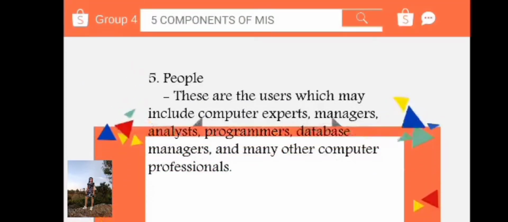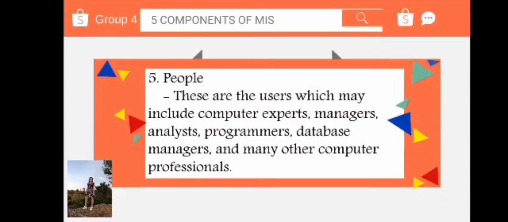The next component, or the last component of MIS, is people. These are the users, which may include computer experts, managers, analysts, programmers, database managers, and many other computer professionals. Ito po ay isa sa pinakamahalagang components ng MIS, ang people or yung mga tao.